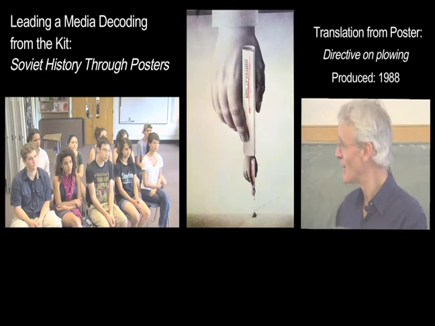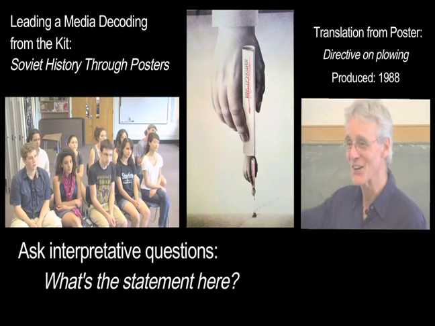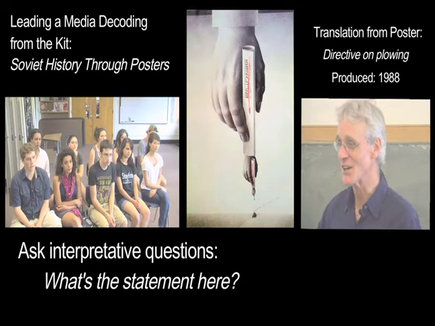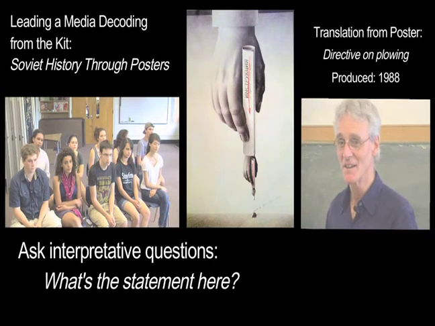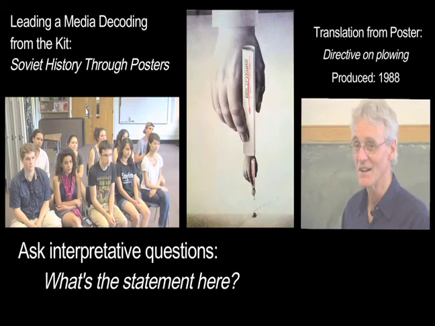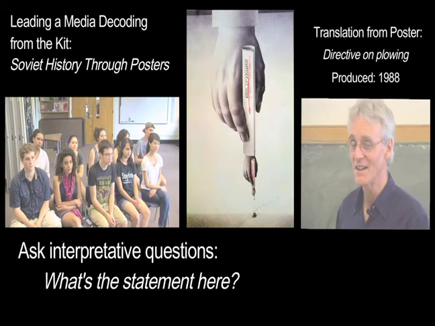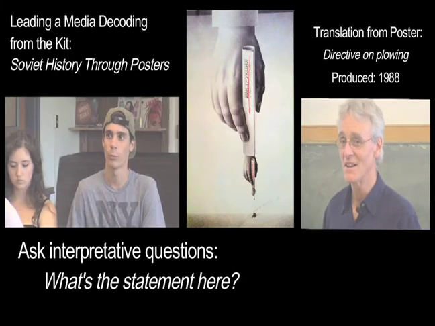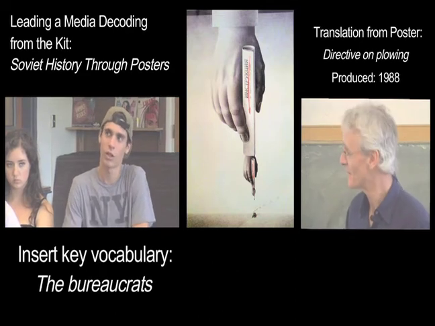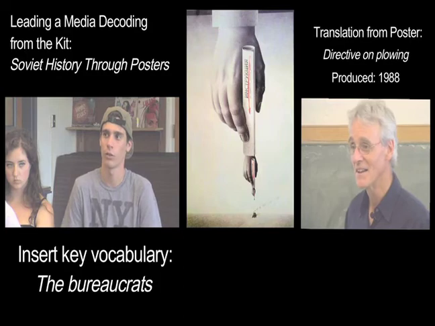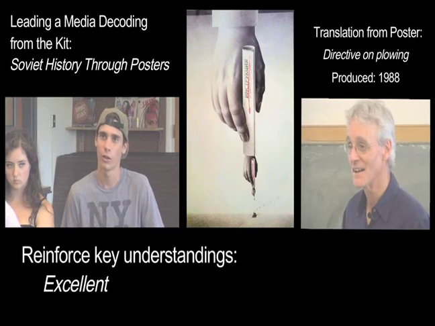Government. Right? What's the statement here? What's the statement in this poster from 1988 by the government? It's telling that the agriculture is run by big people, the bureaucrats in this case. Right, yeah, and it should be put back in the hands of the tiny little farmer. Excellent, excellent.